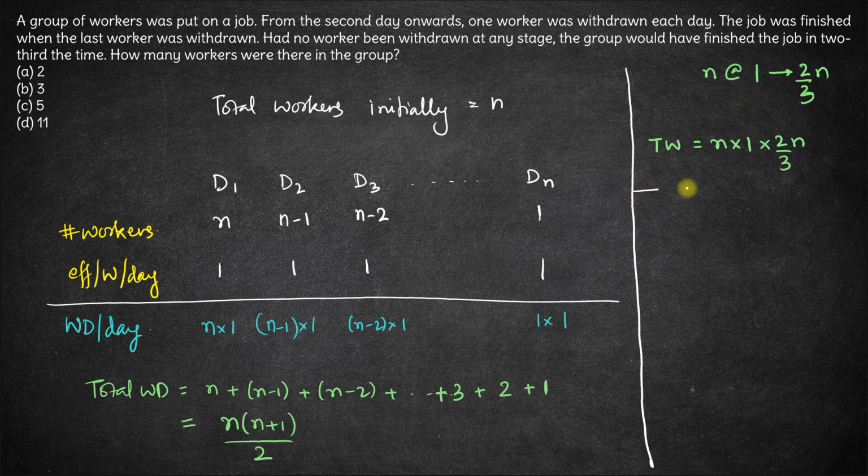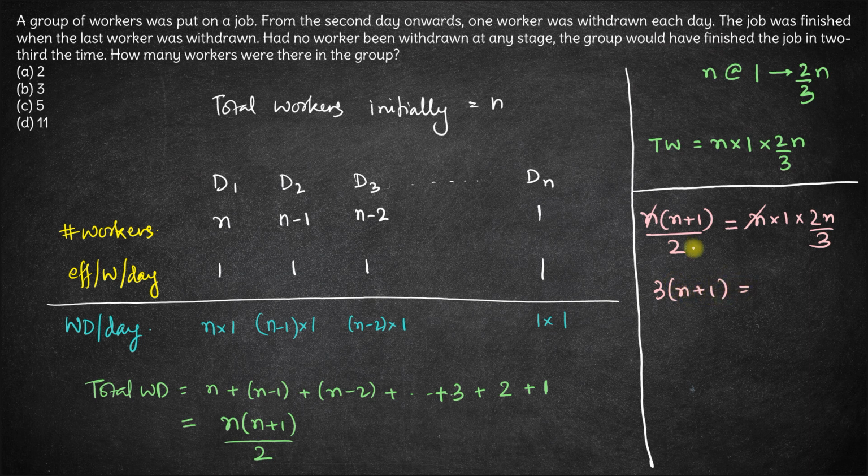Now it's pretty simple. The work done in the first case and the work done in the second case should be the same. It's the same work that we are talking about, isn't it? So what we need to now do is equate the two work dones. n into n plus 1 by 2 is equal to n into 1 into 2n by 3. So we have n cancels out. This 3 gets multiplied here, thrice of n plus 1, and this 2 gets multiplied here, twice of 2n is 4n into 1. So we have 3n plus 3 is equal to 4n. 4n minus 3n is n, which is equal to 3. So the value of n comes out to be 3 over here.